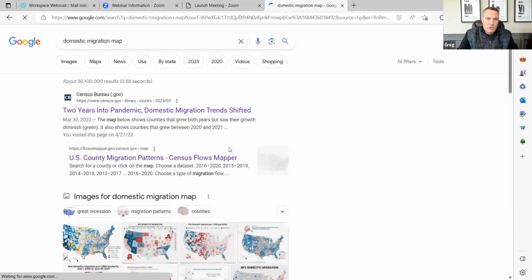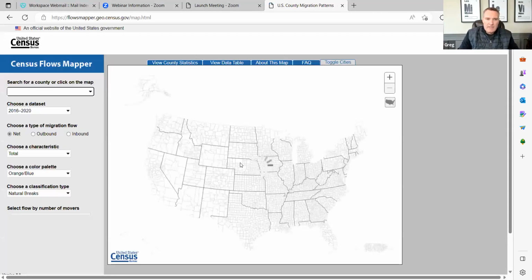So when we type in domestic migration map or domestic migration patterns map, we're going to go down here to, I believe it's this one here on Flows Mapper. This is going to allow you to change your dates and all of that. It gets updated fairly regularly, but this is the whole country. So I'm going to click on a county and let's take Hillsborough County. So let's say this is Tampa, Florida.